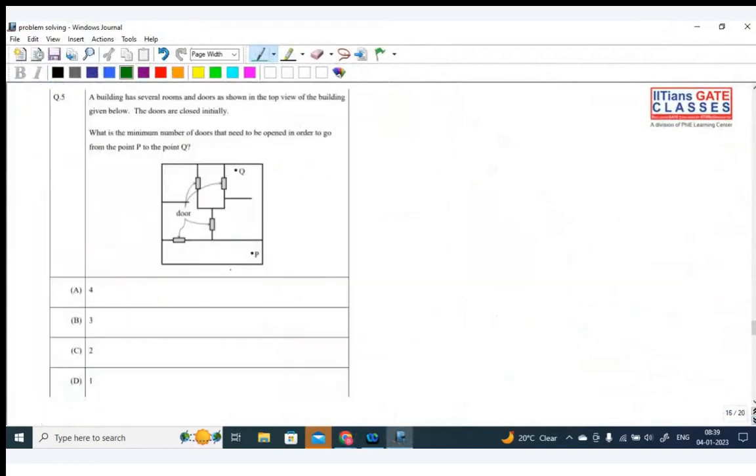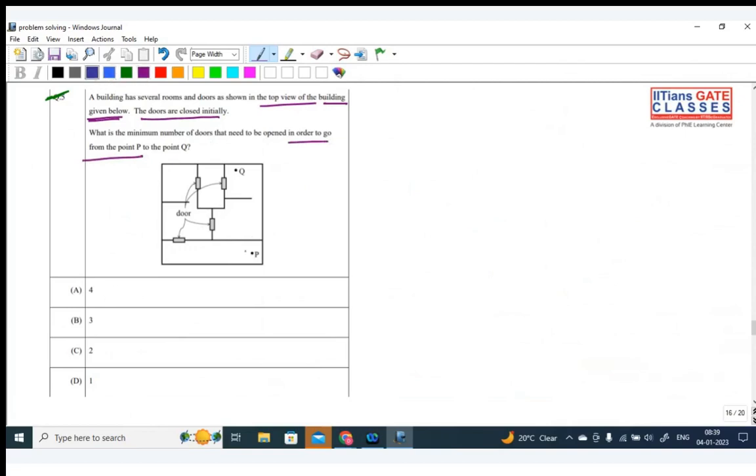chalo, next question. I think this kind of question I have shared in various groups, in Facebook and everywhere, right? So this kind of question you can try. A building has several rooms and doors as shown in the top view of the building given below. The doors are closed initially. See, if the doors are closed, you can't get inside the room, right? What is the minimum number of doors that need to be opened in order to go from point P to point Q, right? This is a very good question, right?